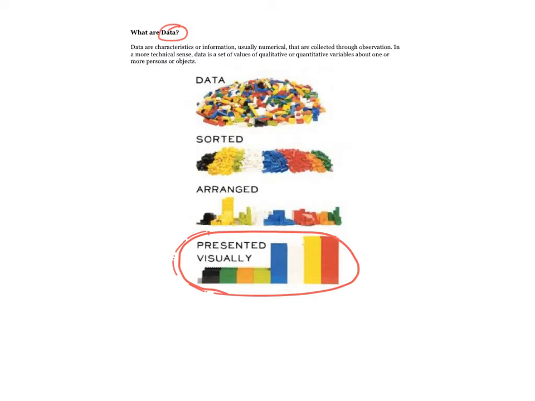So that's one of the things a statistician will do: take data and try to turn it into something where you can visually see relationships and connections in the data. So that's another thing that we'll do in statistics, take data and present it in a way where we can learn from it.